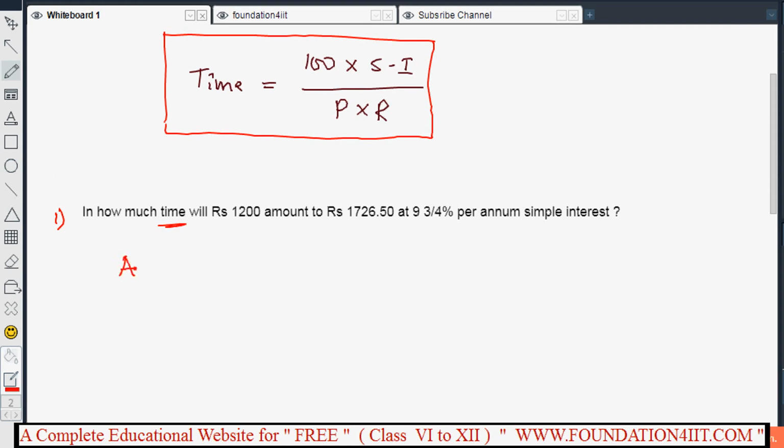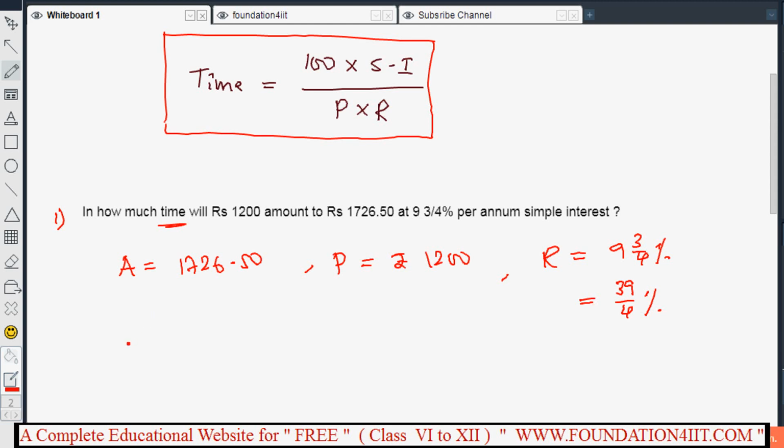Fine. So here amount is equal to 1726.50, and the principal is given as rupees 1200. First I'm writing all the given data. Rate is 9 3/4%, that is in mixed fraction, 39/4% is the rate of interest. Then time is equal to, the formula is 100 into SI by PR. So we need the simple interest. Simple interest is equal to amount minus principal, because if you subtract the principal from the total amount, that is the simple interest.